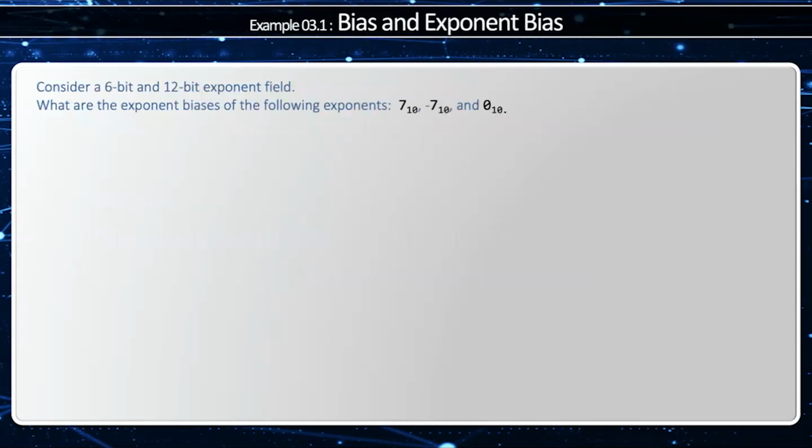Okay, so we're going to do a little bit of math here with 6-bit and 12-bit exponent fields. We could do arbitrary size, but we're going to choose 6 and 12 just for fun. First, remember, my bias is 2 to the exp minus 1, and then my exponent bias is the bias plus the exponent.